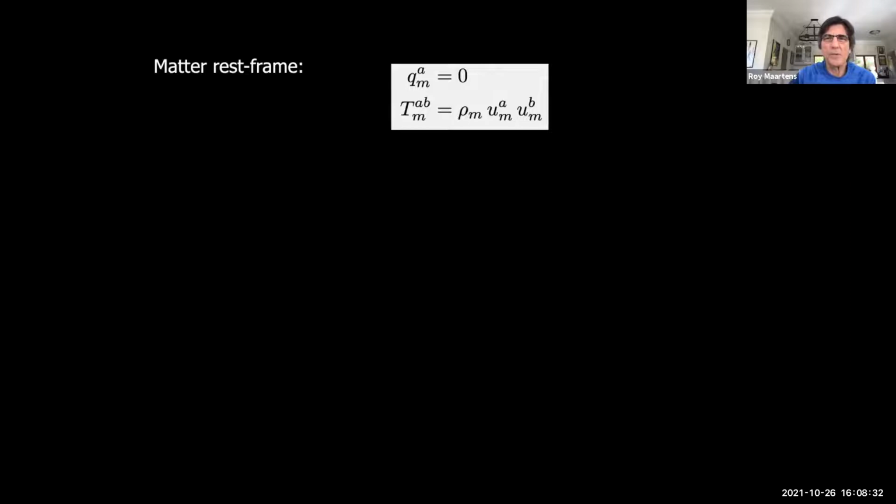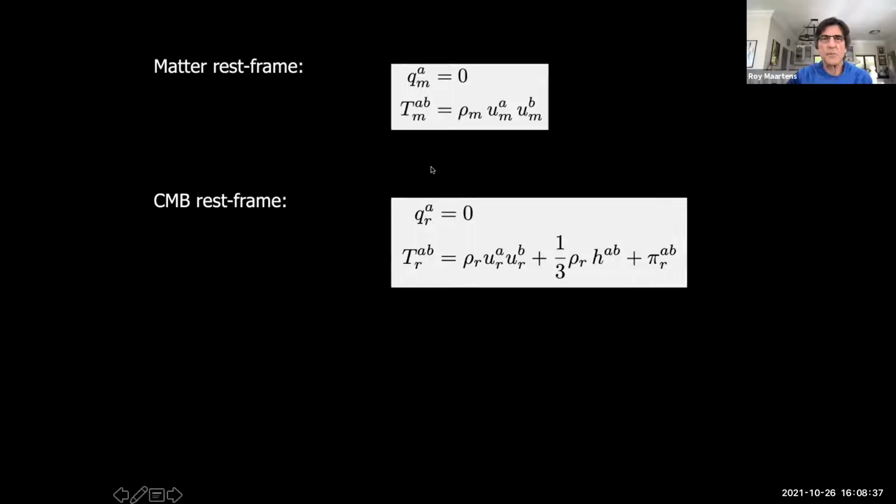And similarly for the CMB rest frame, we do the same for the radiation. It's the frame in which the momentum flux or the dipole of the radiation vanishes. And in this frame, the energy momentum tensor takes the form where there's a pressure term and an anisotropic stress term in general.